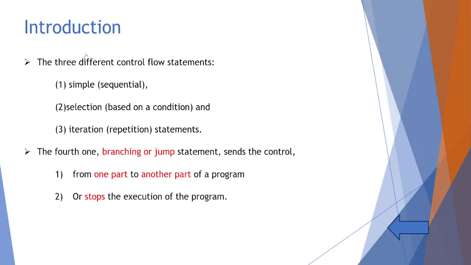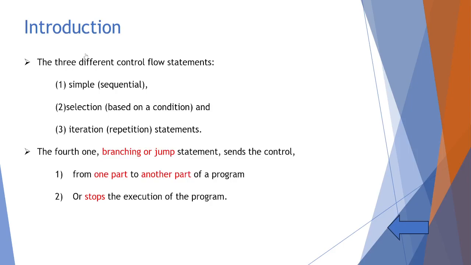Let's start. We have seen so far three different control flow statements. One is simple or sequential. Second one is selection, that is based on a condition. Third one is iteration statements. And fourth one, right now, we'll be discussing branching or jump statements.